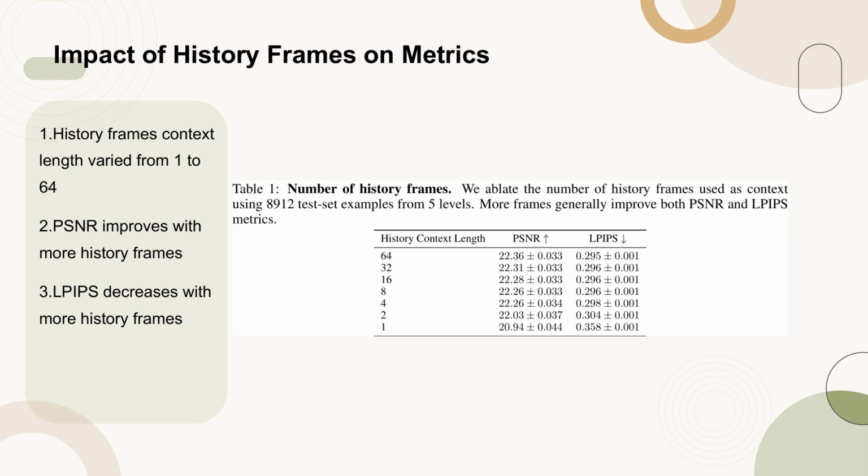Table 1 illustrates the effect of varying the number of history frames used as context on the PSNR and LPIPS metrics. The context length ranges from 1 to 64 frames, with 8,912 test set examples from 5 levels being used for evaluation. The results show that both PSNR and LPIPS metrics generally improve as the number of history frames increases, indicating better generation quality with longer context lengths.